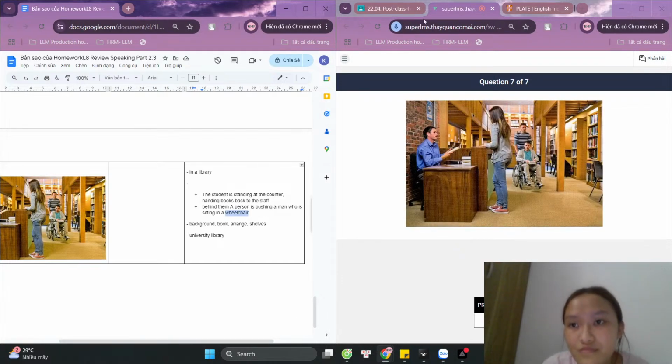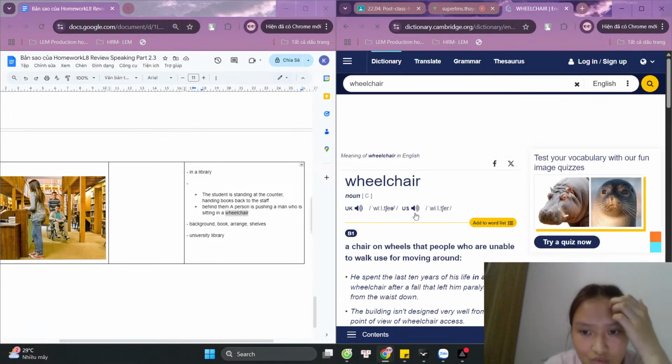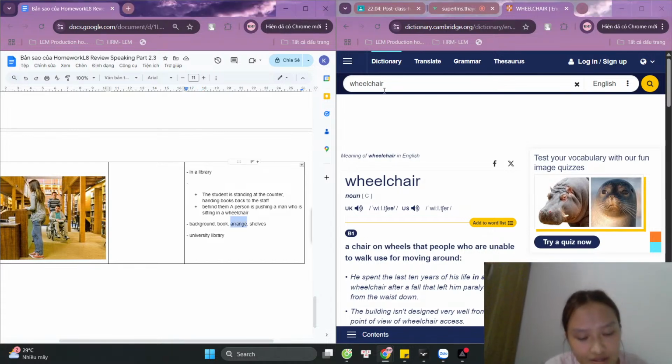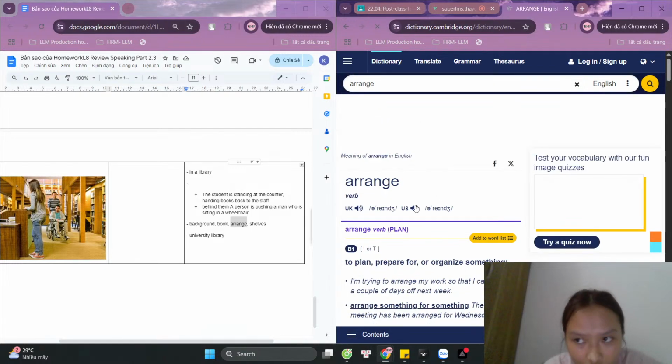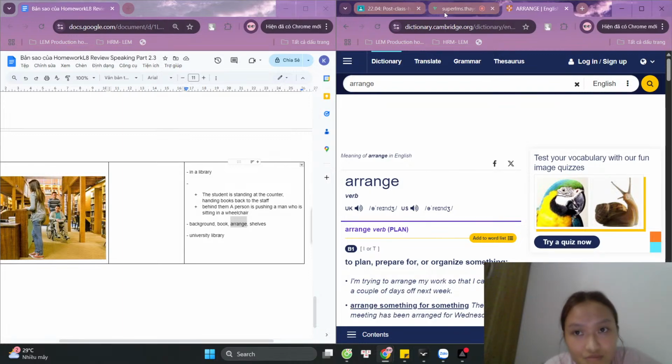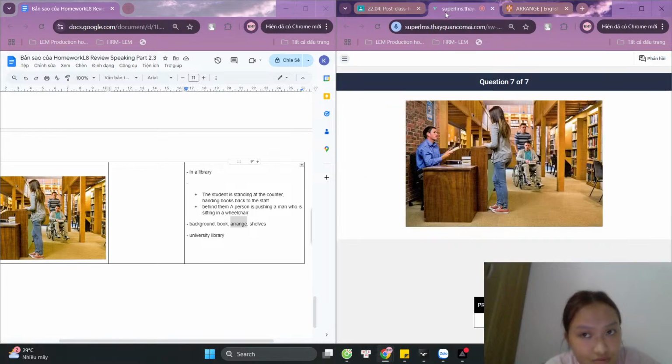Wheelchair, arrange, awareness on the services.